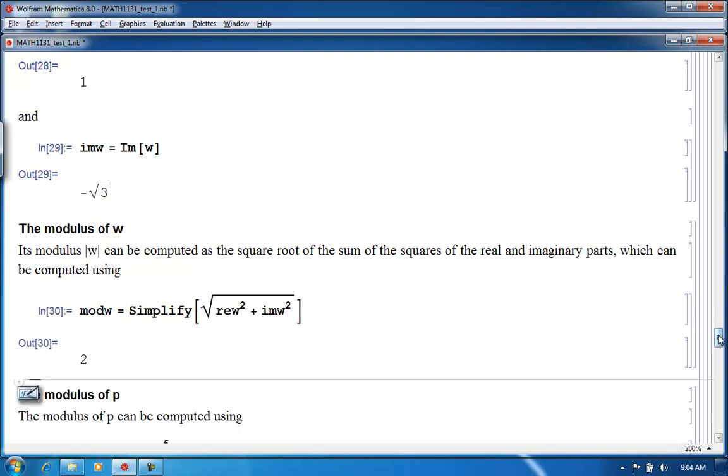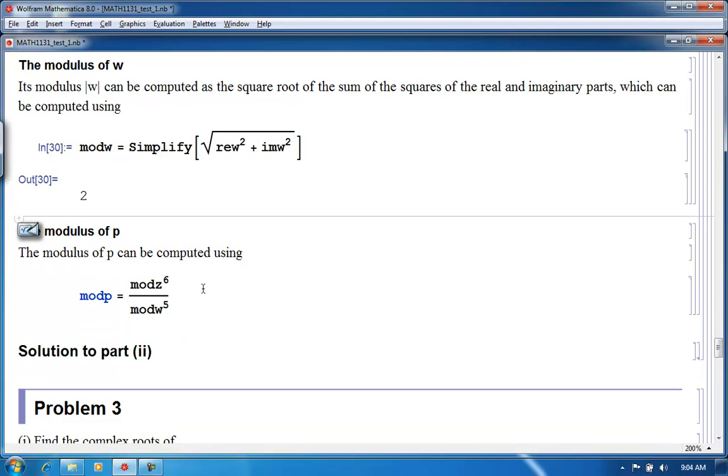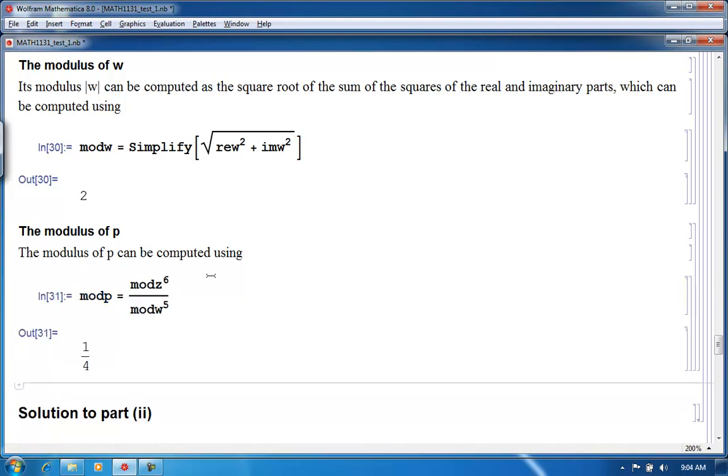Well, now we can compute the modulus of p, because it's just the modulus of z to the power 6 divided by the modulus of w to the power 5. So let's calculate that, and the answer is 1/4. So now we go on to find the argument.